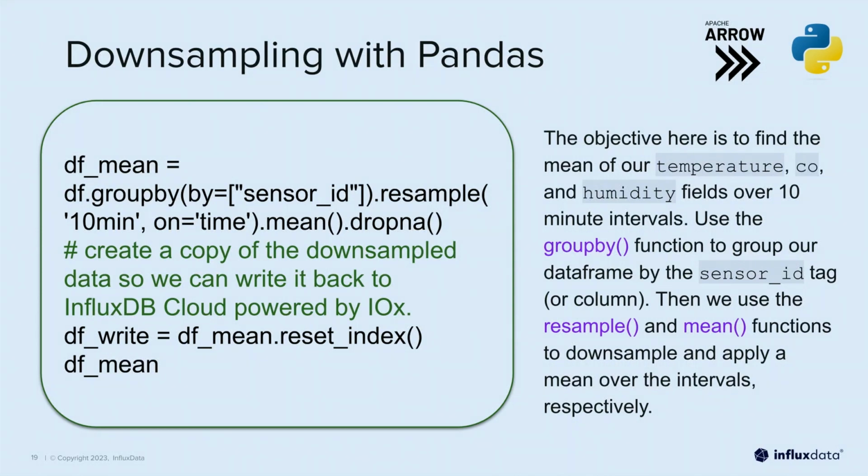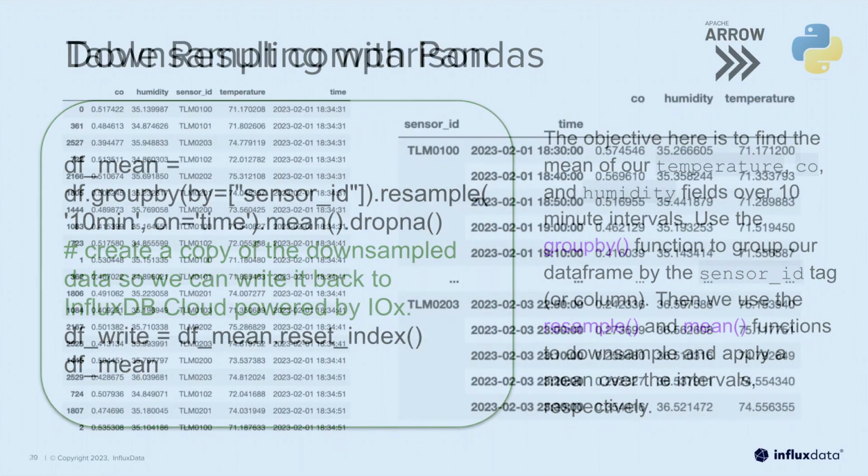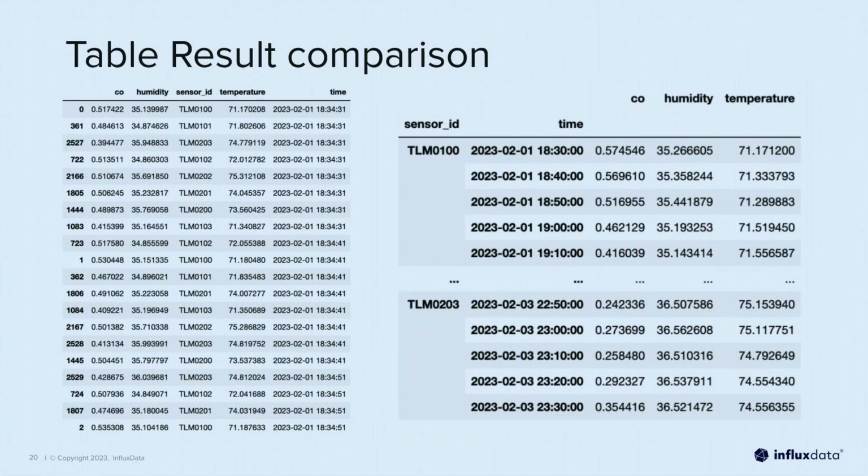So, and then from there, we just reset the index. And this is how that table ends up looking. So this is the first original one on the left. The right side is the downsampled one. So as you can see, now we are getting it in 10-minute intervals because the time is now our column. And then from there, we have our humidity and our temperature averages. And I assume the CO is the average as well.